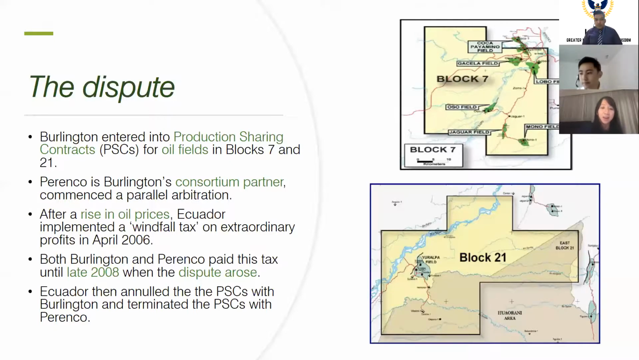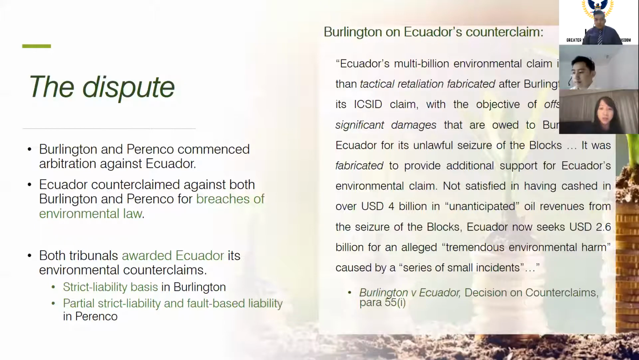Thank you. Burlington then commenced arbitration and argued that Ecuador expropriated its investment and breached other treaty standards under the Ecuador-United States BIT. Perenco similarly commenced arbitration against Ecuador for the same reason. Now, in response, Ecuador counterclaimed against both Burlington and Perenco for breaches of Ecuadorian environmental law and for failing to maintain certain infrastructure. Ecuador alleged that Burlington's operations led to a massive environmental catastrophe in the form of significant soil and groundwater pollution in the Ecuadorian Amazon region.